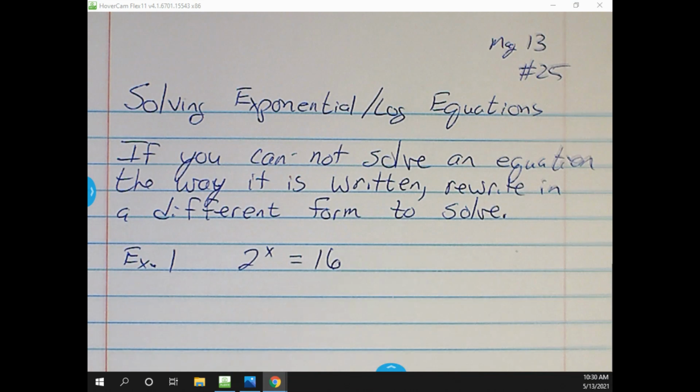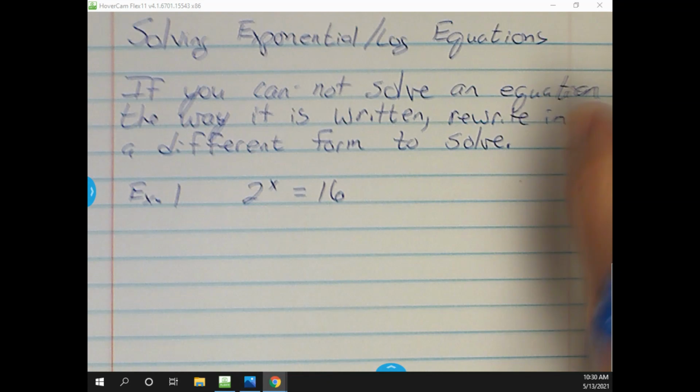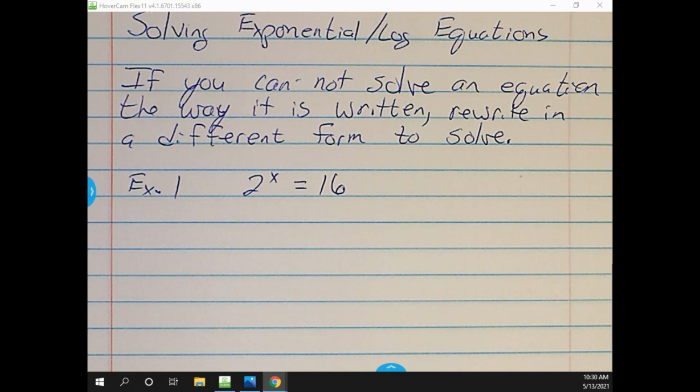All right, so the first problem is one like we did on the very first day of this unit, on Monday. If you've got 2 to the x equals 16, what we did on Monday, and this is the part that you don't have to do, but you could do it.